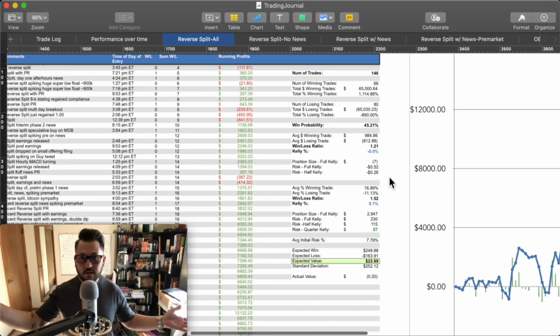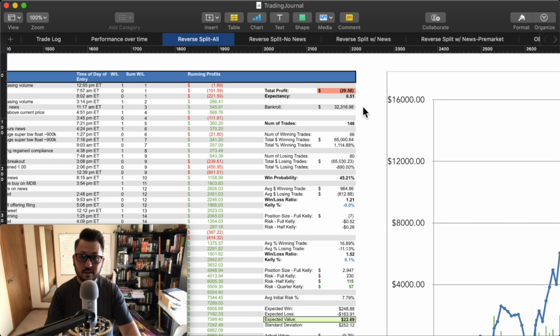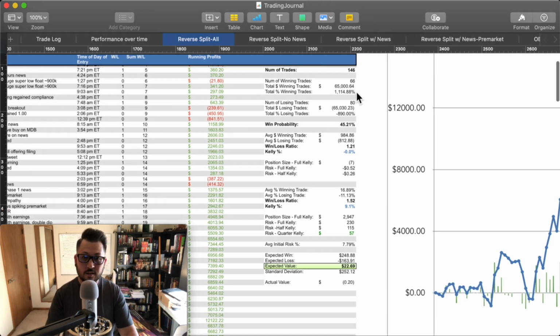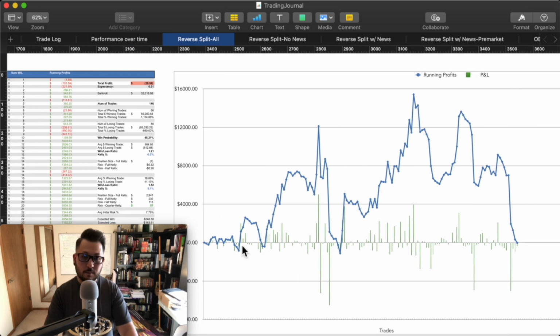I have my whole set of trades. I'm with my whole set of reverse split trades. I'm down $30. I've only got a $22 expected value. And my graph is pretty clear that I'm just breaking even.